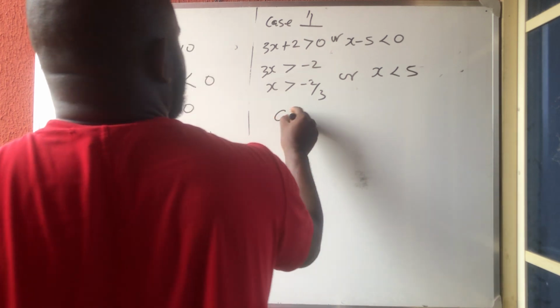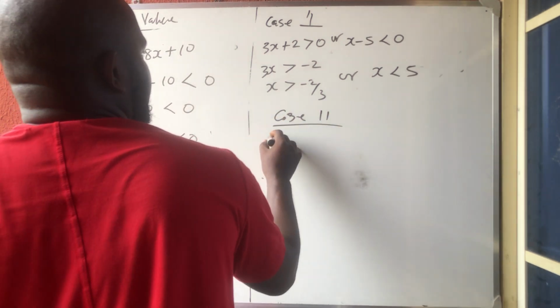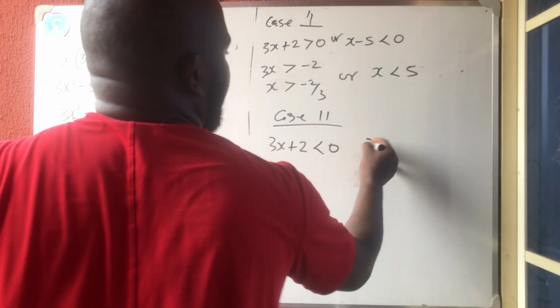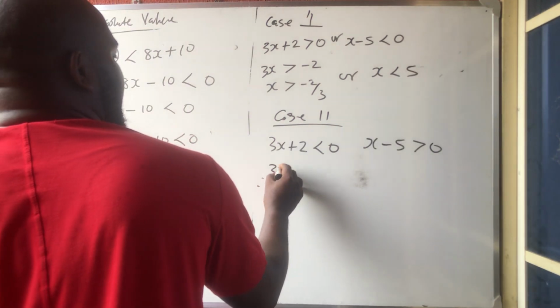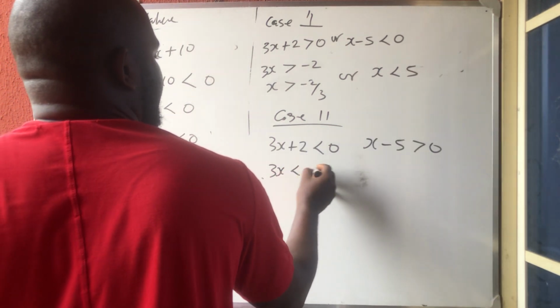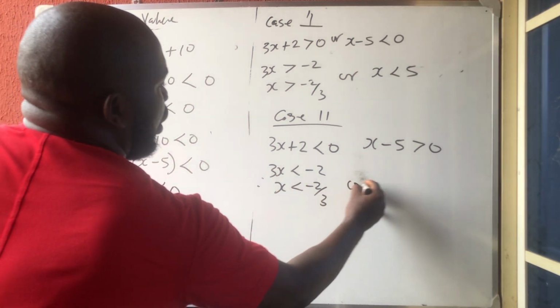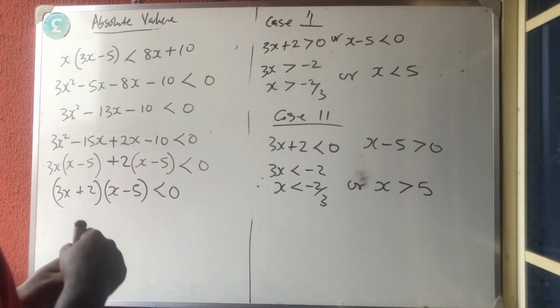So the second case, case 2, is that 3x plus 2 will be the negative one and x minus 5 will be the positive one. So I'm having that 3x is less than what? Minus 2, and x is less than minus 2 over 3, or x is greater than what? 5. So analyze it.